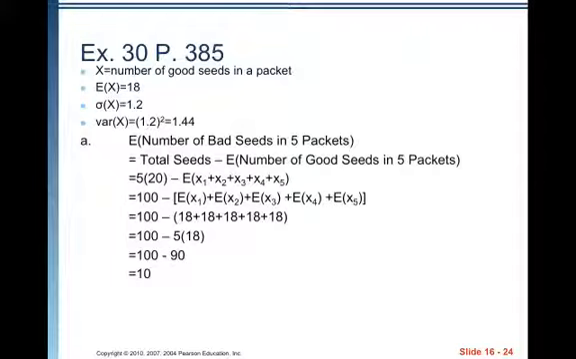So that's going to be 100 minus the sum of the expected value of x1 plus the expected value of x2 plus the expected value of x3 plus the expected value of x4 plus the expected value of x5. Well, the expected value for any one of them is 18. So we're going to do 100 minus (18 plus 18 plus 18 plus 18 plus 18). In other words, 100 minus 5 times 18. So 100 minus 90, which is 10.